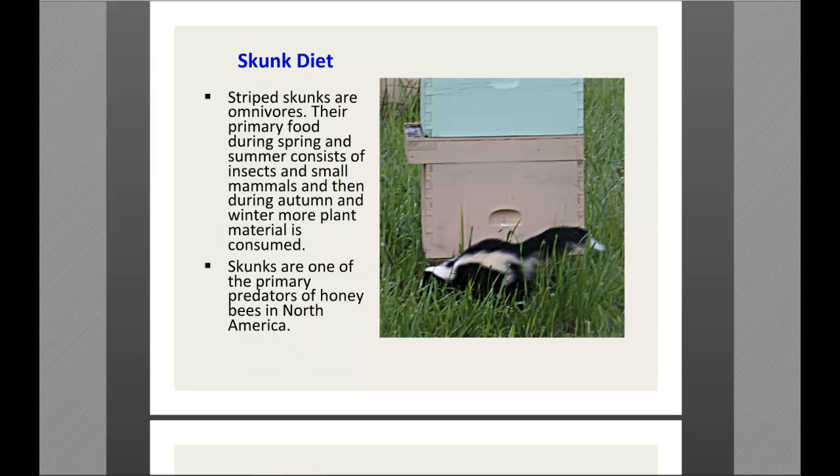And then in terms of skunk diet, the skunks eat a variety of foods. I'm going to show you here a couple of those. They are omnivorous. Their primary food during the spring and summer is primarily insects and small mammals. And then during the autumn and winter, they start eating more and more of the plant materials. But skunks are the primary predator of honeybees in North America, and so it is a very significant animal for us to become more familiar with.